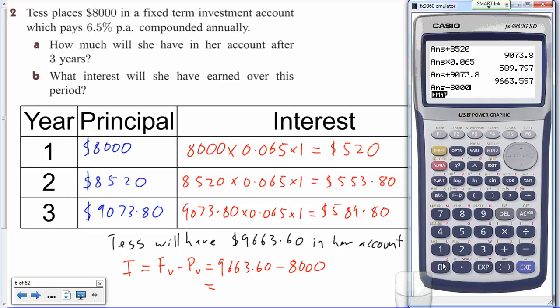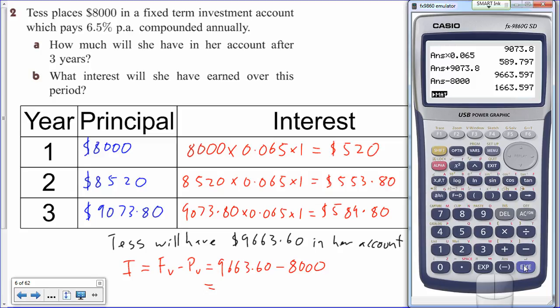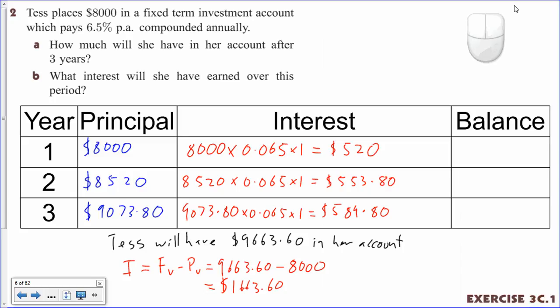This is one of the reasons I like this version, is that I've already got that final value on my calculator, so I don't have to do any extra writing. So she's going to earn 1663.60. So again, just move that out of the way. Tess will earn $1663.60 in interest.